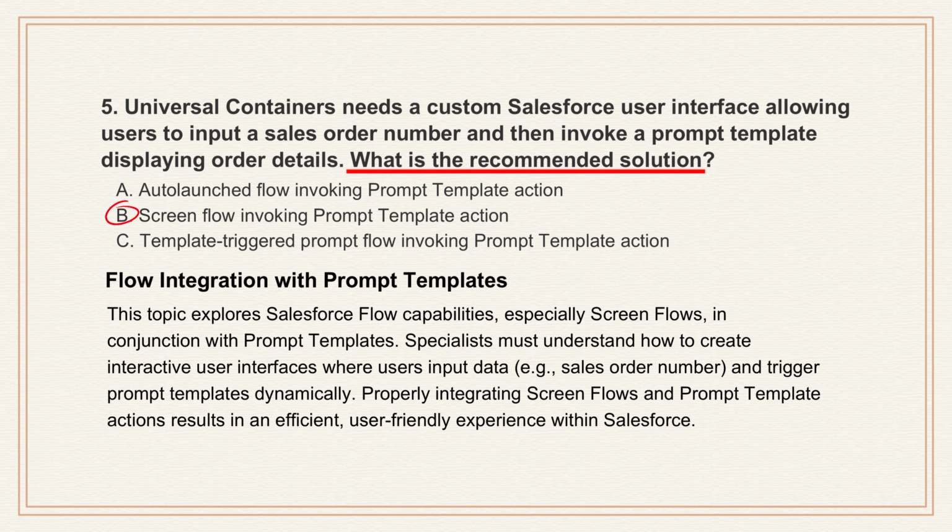Okay, so why screen flow and not the other options? So an auto-launched flow, option A, runs in the background. There's no user interaction. And C, that's triggered by the prompt template itself, not by user input. Okay, so screen flows are kind of that sweet spot when you need to connect a user interface to a prompt template to provide that dynamic, data-driven experience.